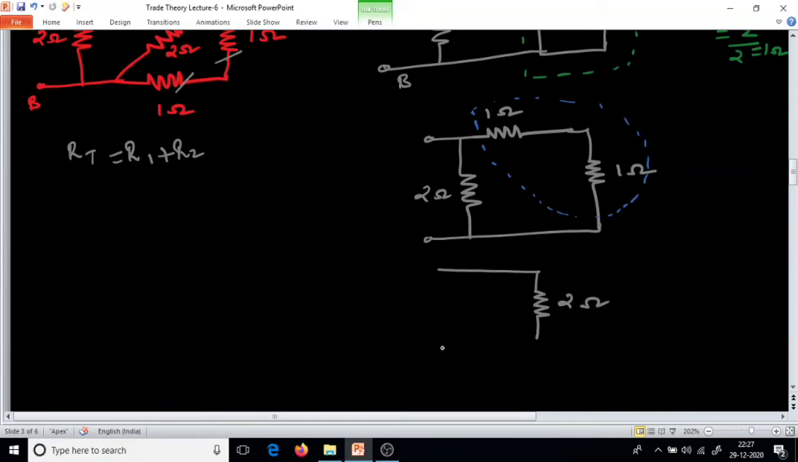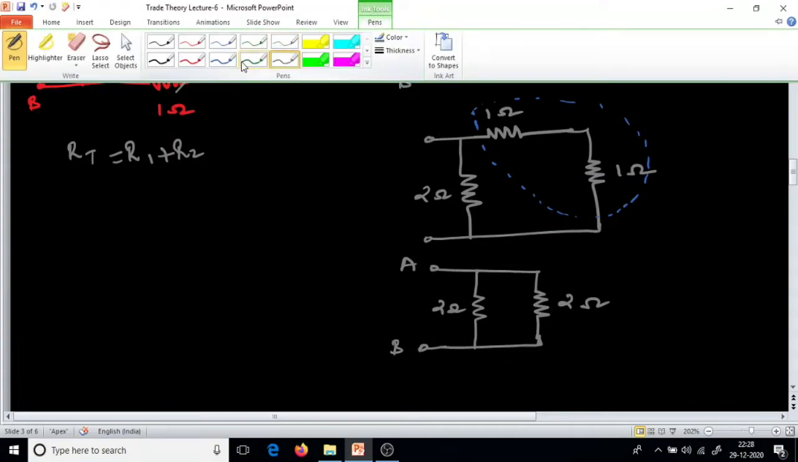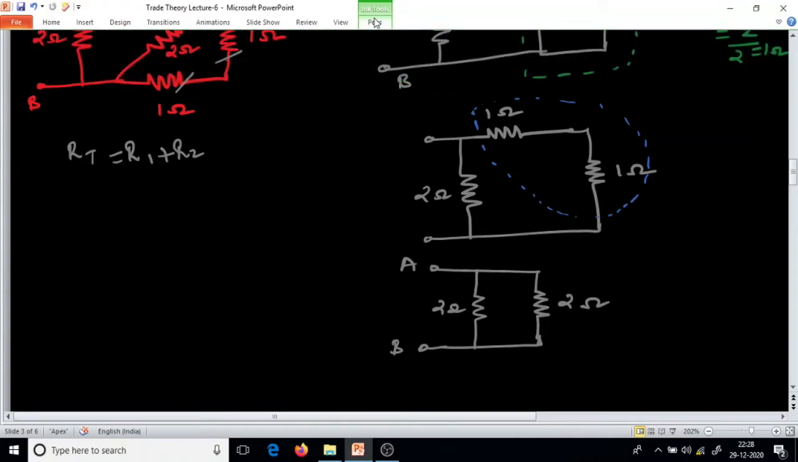This is our A point. This is our B point. We have a 2 ohm resistor in parallel with it, another 2 ohm resistor. Now, these two resistors are connected in how? These two resistors are connected in parallel. Correct? Right. These two are connected in parallel because the voltage across these two resistors is the same.